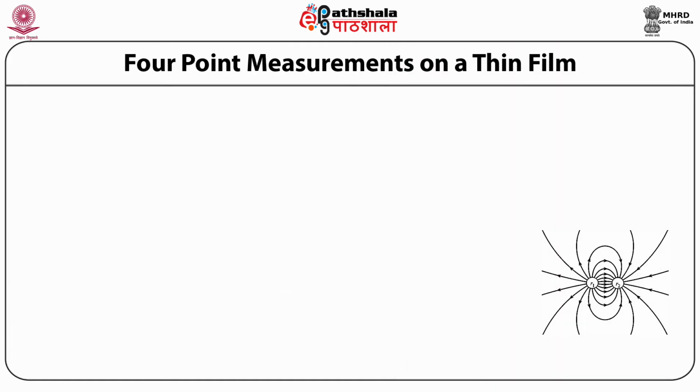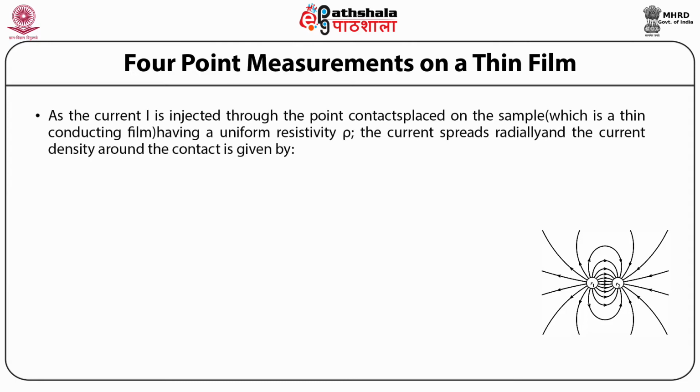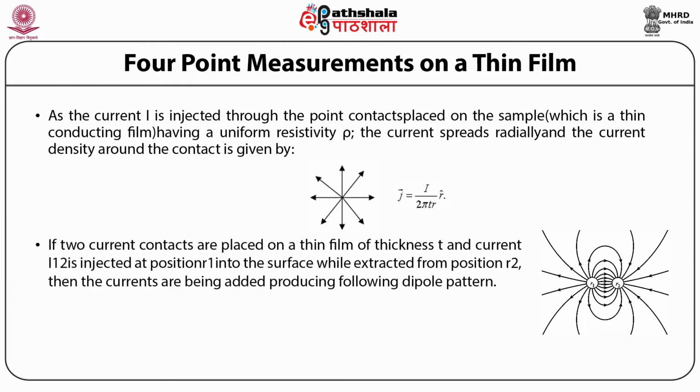Now students, let us see about 4-point measurements on a thin film. As the current I is injected through the point contacts placed on the sample, which is a thin conducting film having a uniform resistivity ρ, the current spreads radially and the current density around the contact is given by J equals I divided by 2πtr into r unit vector. If two current contacts are placed on a thin film of thickness t and current I12 is injected at position R1 into the surface while extracted from position R2, then the currents are added, producing the following dipole pattern as shown on the screen.